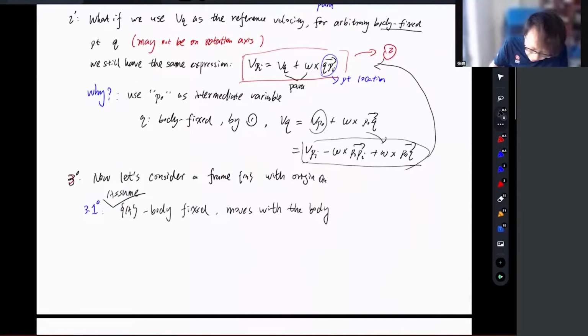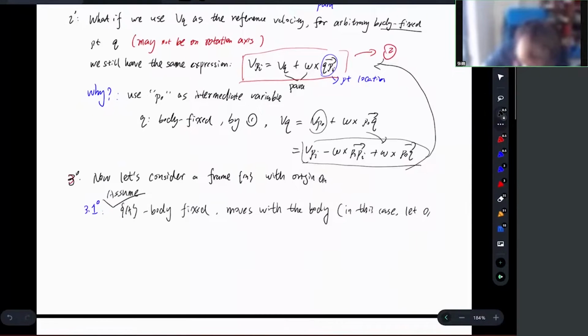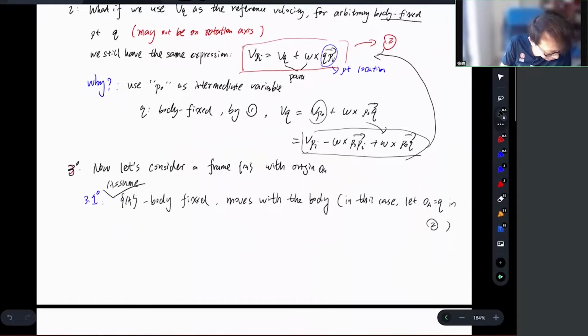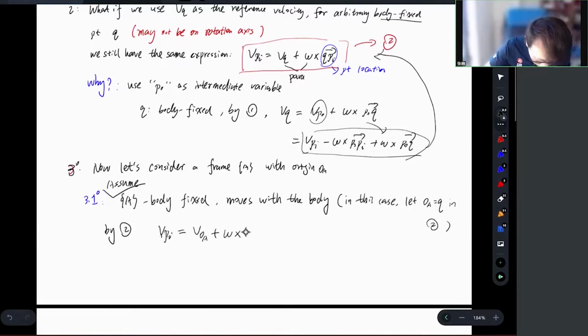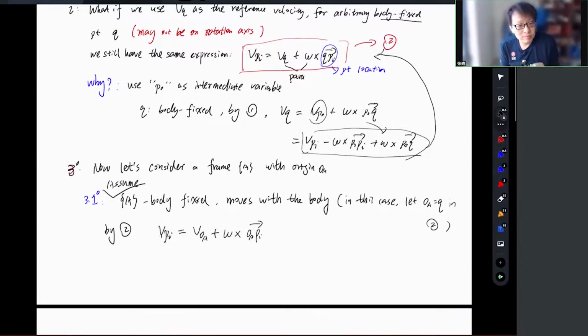In this case, we can just let OA equal Q in equation 2. By equation 2, for any other point on the body, VPI can be written as, if I choose the origin as the reference point, VOA plus omega cross from OA to PI. The same formula, nothing changes.